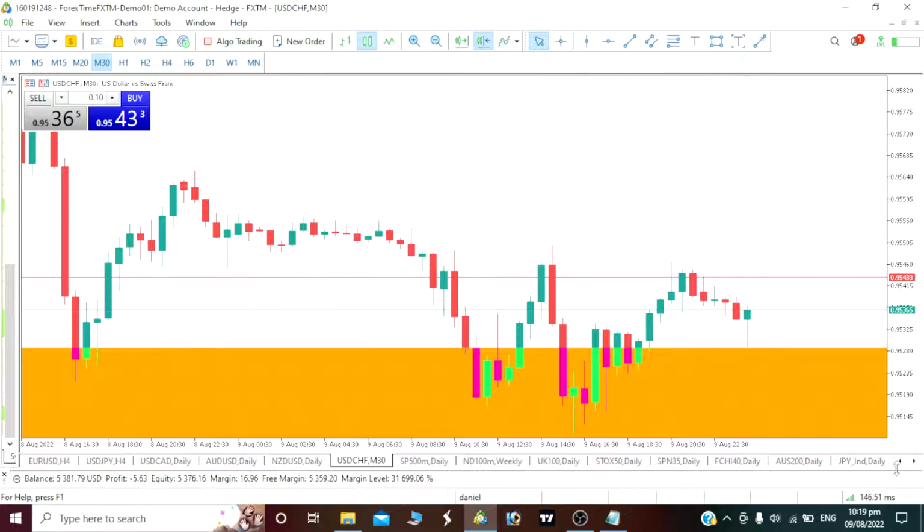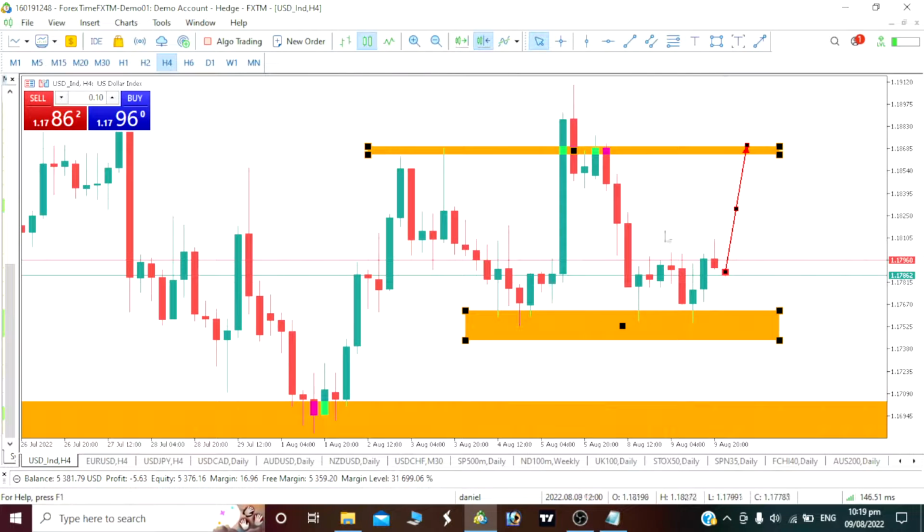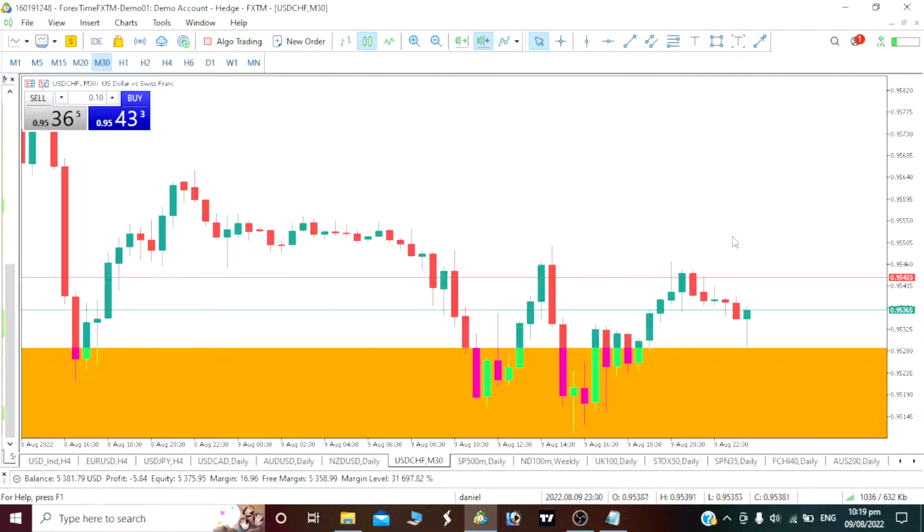As we can see on our USD index, on our 4-hour time frame, our price drops here, it bounces up, it has dropped to this level again, which is, call it, support, and we would want to see a bounce up again. So once we see that bounce up on our USD index, then we should be able to see it happen on our USD Swiss franc. So watch out for it.